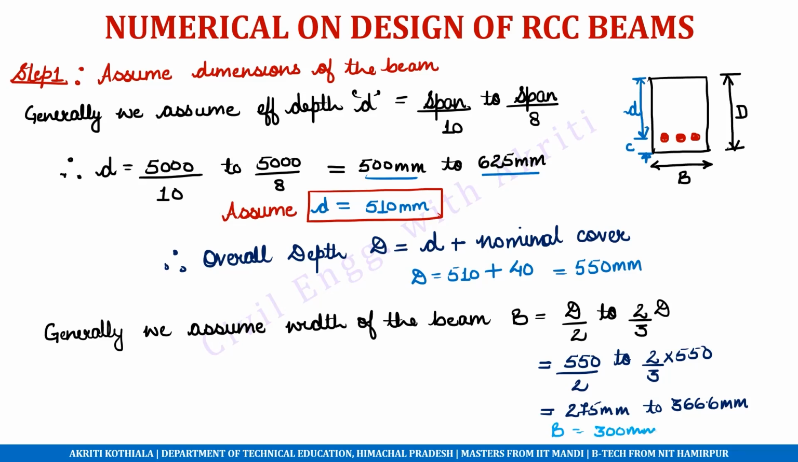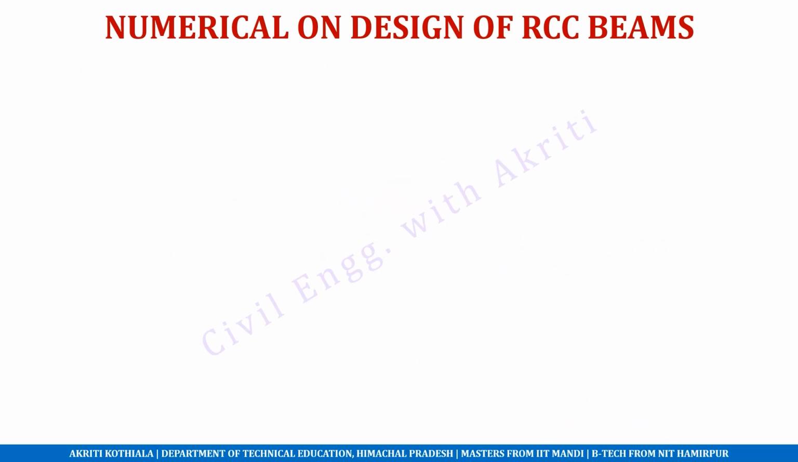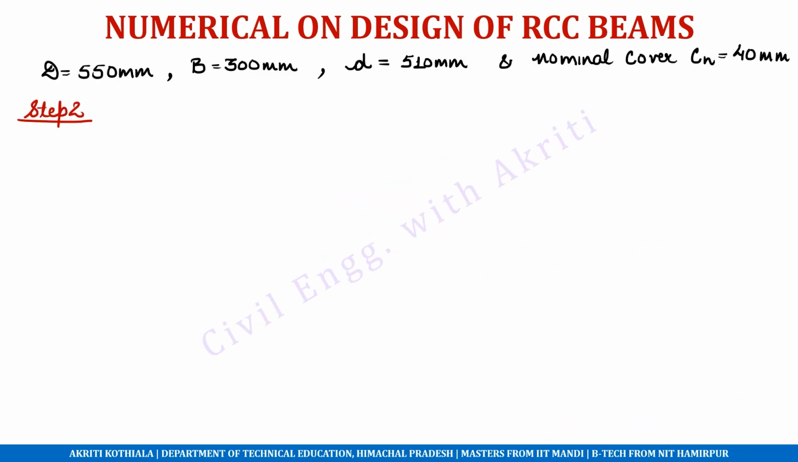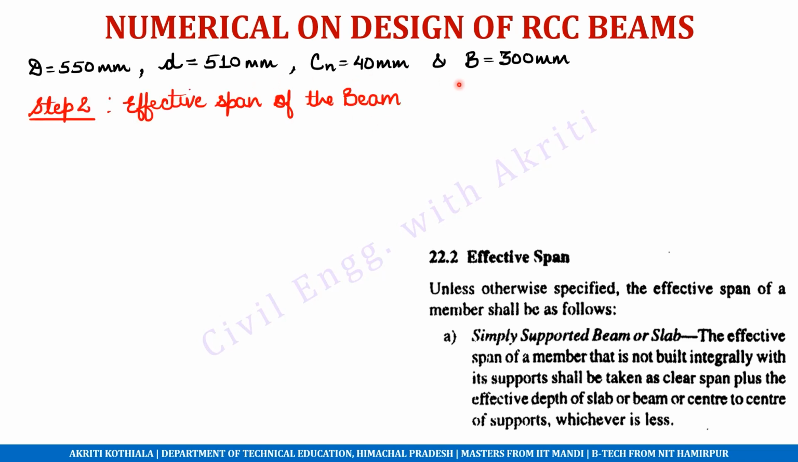So now we have the value of the effective depth, the overall depth of the beam, and the width of the beam, which we wanted to determine in the first part. Moving on to the next step, we have the dimensions of the beam. Now we'll be calculating the effective span of the beam.